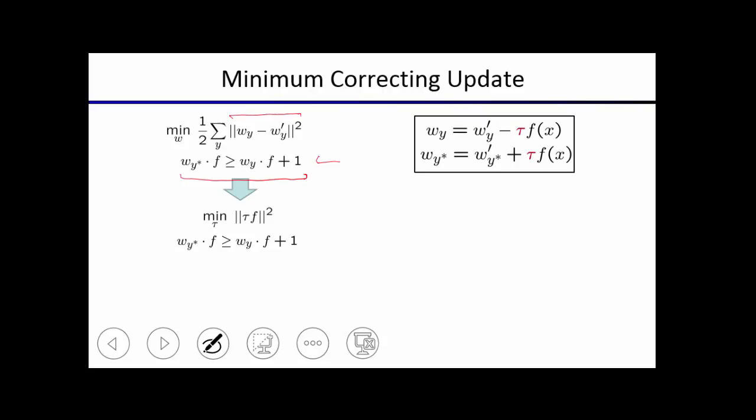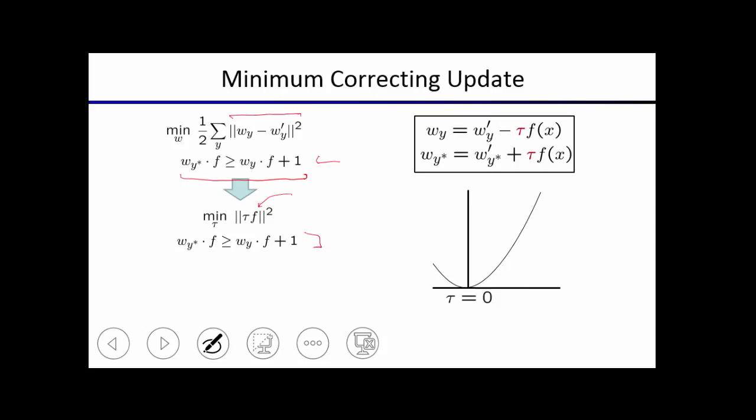In this case, F is fixed. You can't choose what F is, you can only choose your weight vector. So you want to choose the tau that minimizes tau squared such that this inequality holds. Tau squared is a function that looks like this. If you didn't have this constraint and only looked at the first part, you would always just pick tau to be 0.